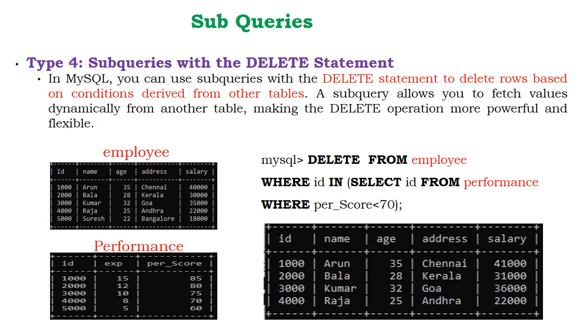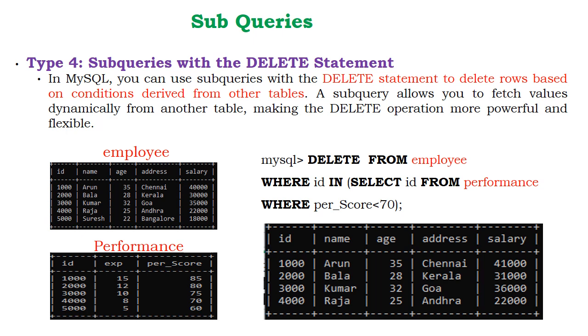And next one is subquery with delete statement. In SQL, you can use a subquery with the delete statement to delete rows based on a condition derived from another table. Just consider two tables, employee and performance. The question is, those who have performance scores less than 70, we are going to identify and remove their records from the table. How to write the query here?